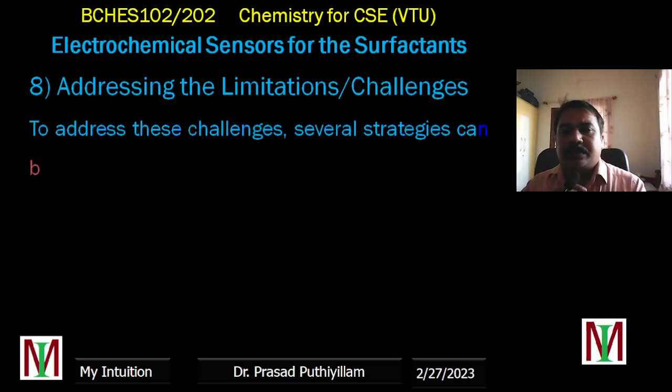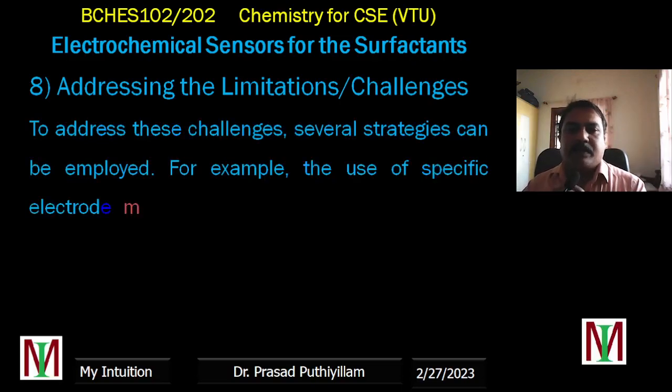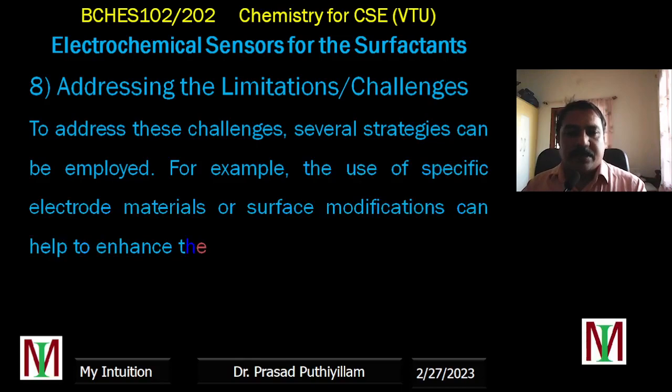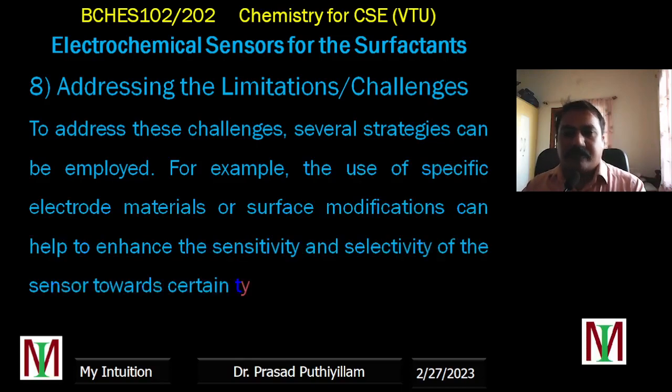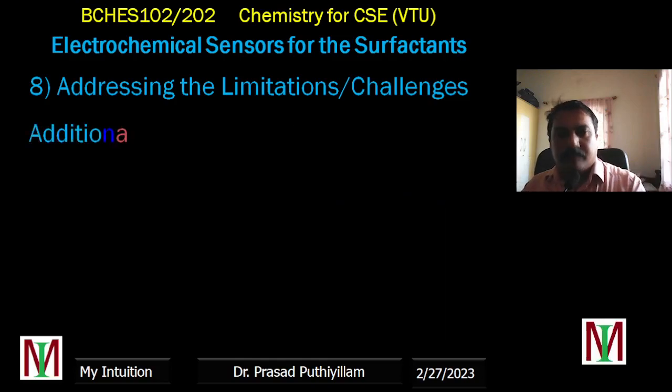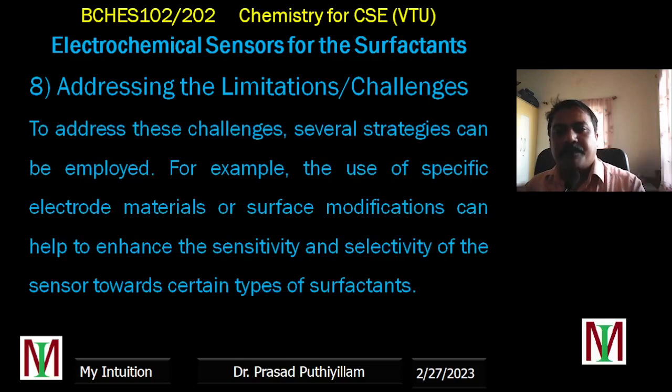Addressing the limitations or challenges. To address these challenges, several strategies can be employed. For example, use of a specific electrode material or surface modification can help to enhance the sensitivity and selectivity of the sensor towards certain types of surfactants. Okay, let's explain this one. Use of specific electrode material or surface modifications.